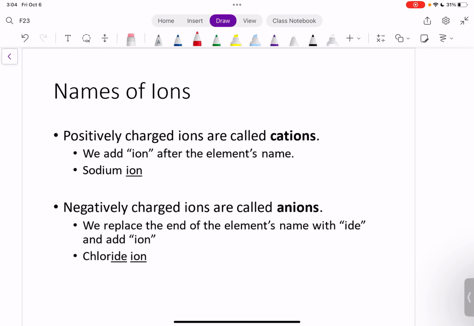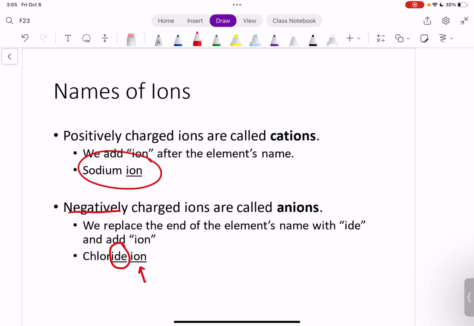All right, and then just to recap, remember I said in the last video that we have a special name for positively charged ions, and we call those cations, and a special name for negatively charged ions, which are anions. Specifically for negatively charged ions, we change the ending of the name to IDE, and then we add ion at the end.